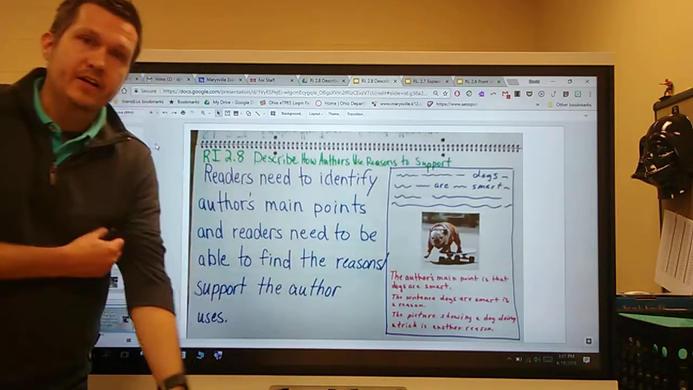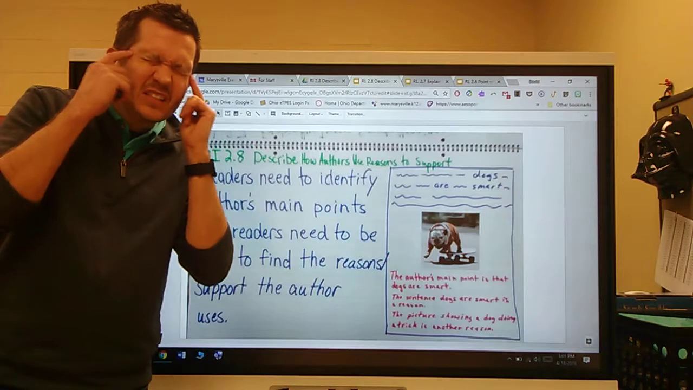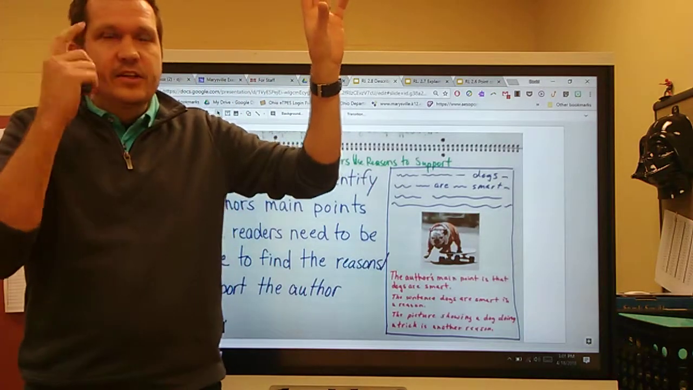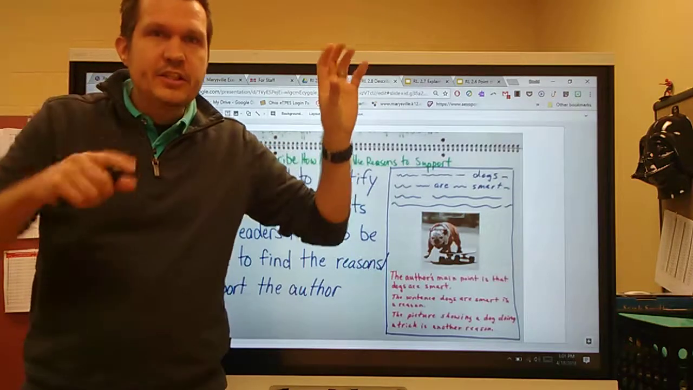So when you get out there, make sure you're reading and thinking about what's the main point my author's trying to tell me. And then once you find that, then you can go back and look for reasons that made you feel that way.